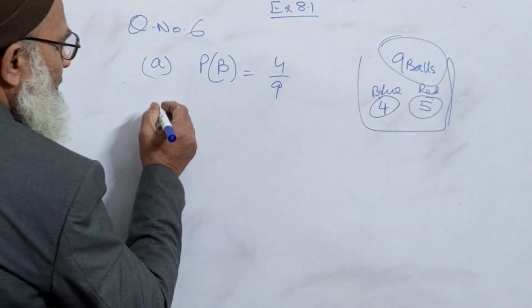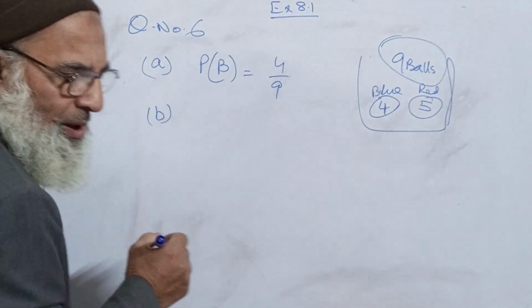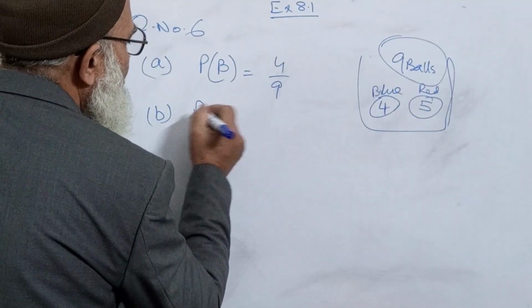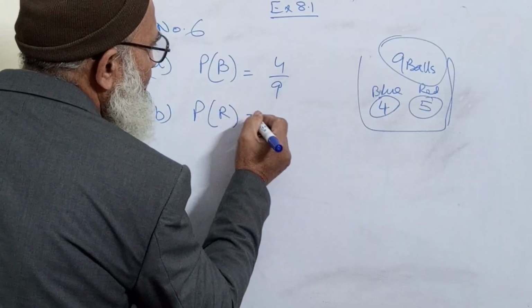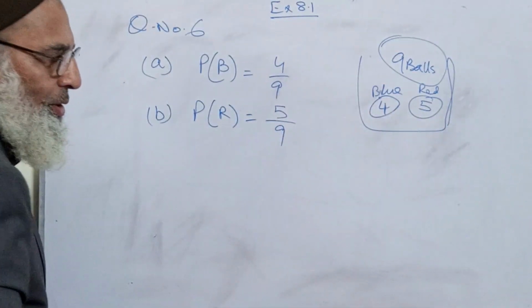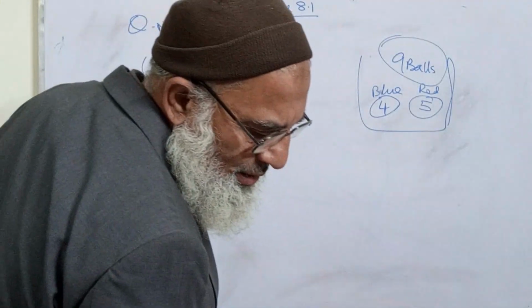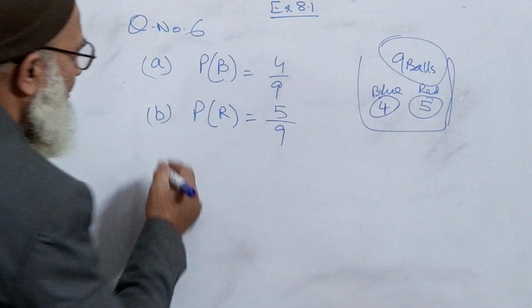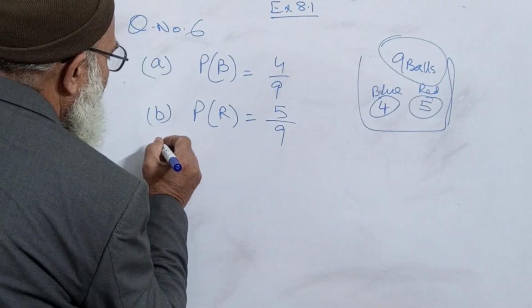And what is part B? B part is, it is red. Of course, R is equal to, there are 5 balls, so 5 upon 9. Okay. So these are very simple questions. Now, it is neither blue nor red.